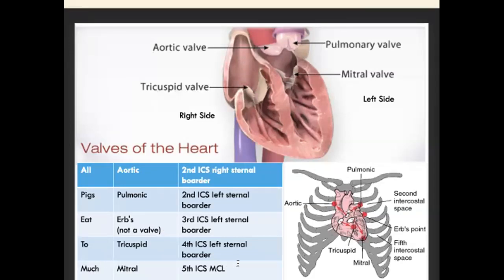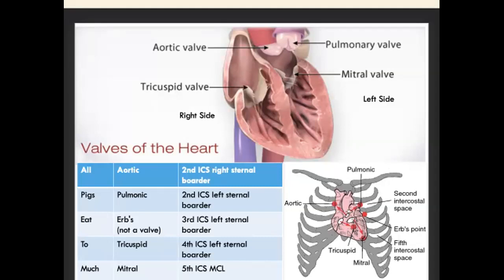And your mitral is the only valve that's going to be at that mid-clavicular line. So we're going to go into that clavicle area all the way down, and then that's our mitral valve right there. The mitral valve sits in between your left atrium and your left ventricle. So what do valves do? Valves prevent blood from flowing back into the heart.